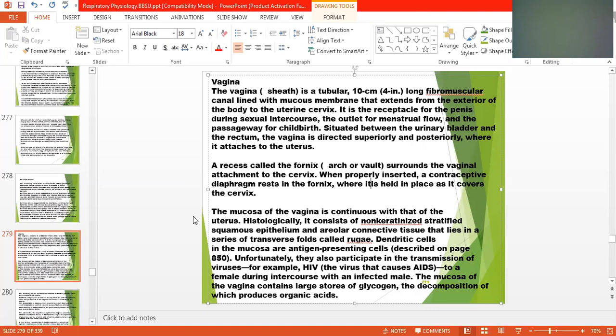The mucosa of the vagina is continuous with that of the uterus. Histologically, it consists of non-keratinized stratified squamous epithelium and areolar connective tissue that lies in a series of transverse folds called rugae. Dendritic cells in the mucosa are antigen-presenting cells.